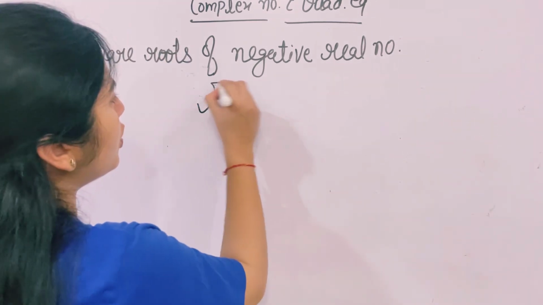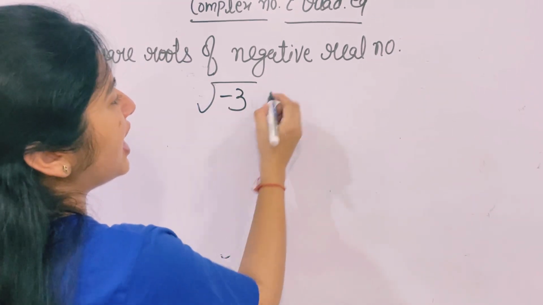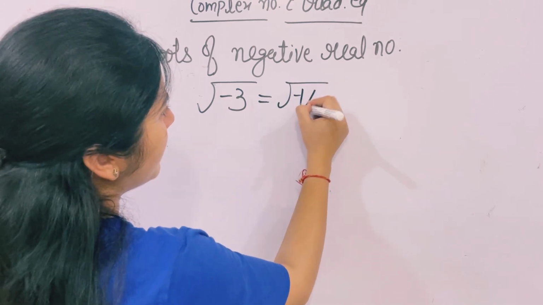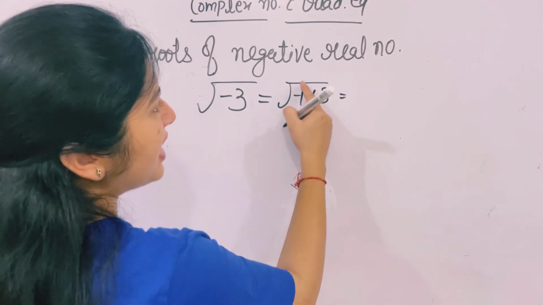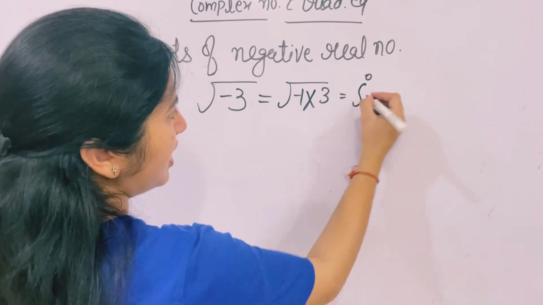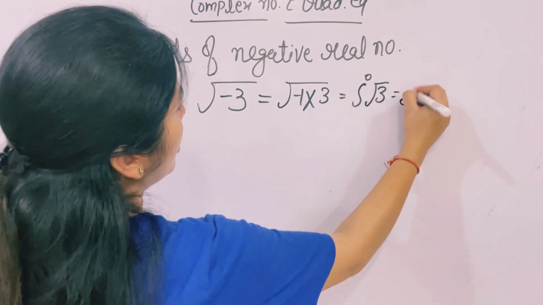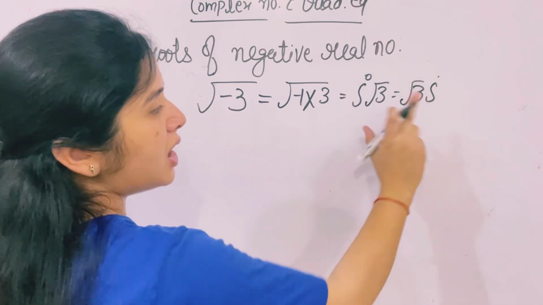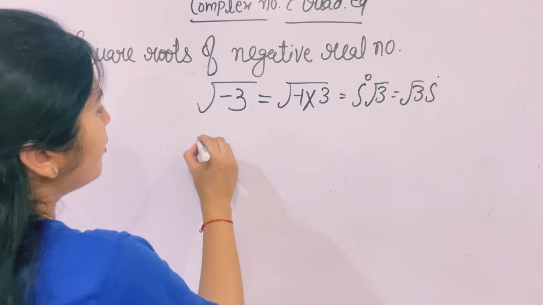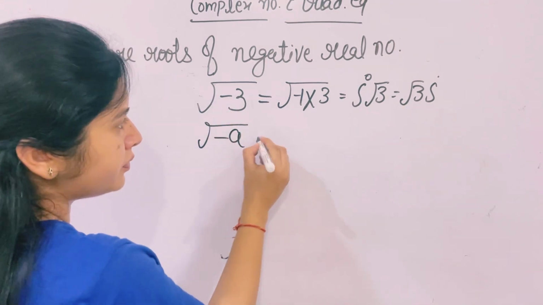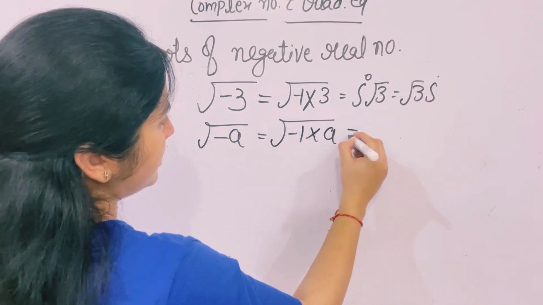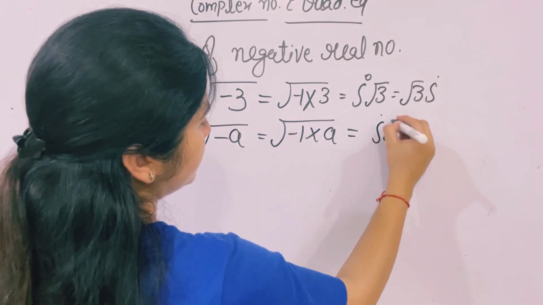Again, the symbol root minus 3 is represented as root minus 1 multiplied by root 3. Root minus 1 is iota, so it is root 3 iota. Root minus 3 is to be represented as root 3 iota. For any number, it is written like this.